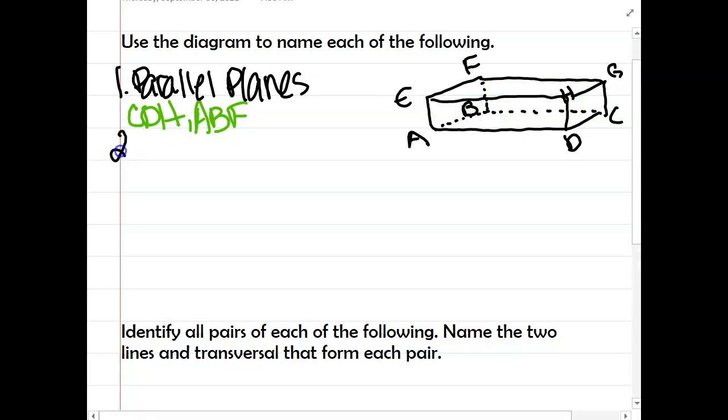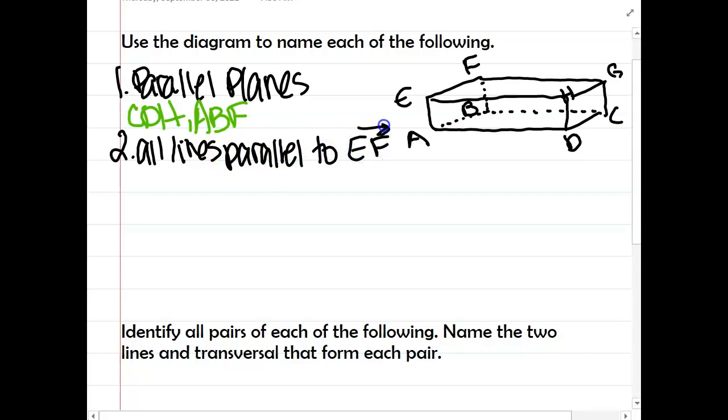Okay. Number 2. Let's name all lines parallel to line EF. Now remember, with the notation for line EF, use a capital E, a capital F, and then you draw the line that has 2 arrows on the end, okay, to indicate a line. So line EF, maybe we find out right here. I want a line parallel. So remember, if it's parallel, it has to be coplanar, okay? Will not intersect.